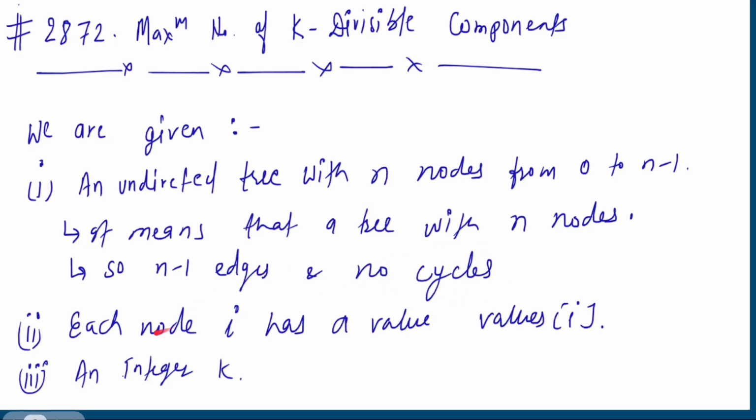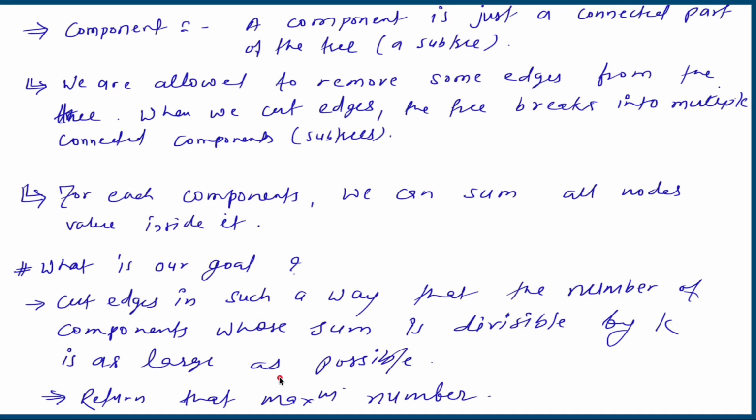Each node i has a value, called values at i, and an integer k. This is what we have been given. We have been given a tree, and the node values are given in an array, where values at i is the value of node i, and an integer k. This is what we have been given.